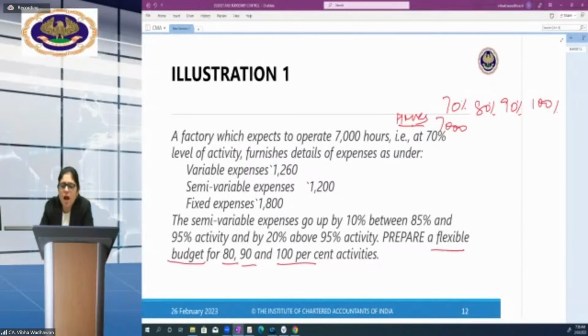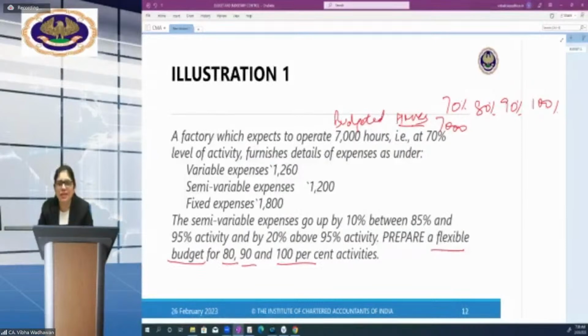How many hours? First, you have to take the budgeted hours, all right? So the budgeted hours are 7,000 hours for 70%. Can you find out the budgeted hours for 80%, 90%, and 100%? You have to make a flexible budget. See, what is called the flexible budget?